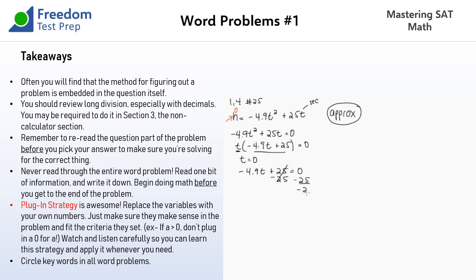We're just going to get that 25 over to one side, and we've got the negative 4.9t, and we'll just divide out that negative 4.9. And luckily, we can use our calculator. When we do that, we get 5.1. Well, we know it's approximate. So our answer is actually going to be 5, which is D. Okay? All right. So take note.